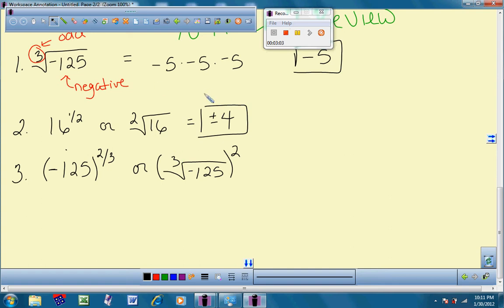We just solved a problem where we found out that the cube root of negative 125 was negative 5. What we need to do is go ahead and square that. We can't just leave that exponent off. A negative times a negative is a positive. Therefore, negative 5 squared would give us 25.